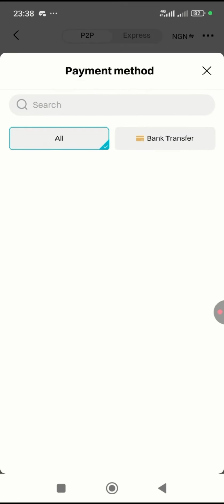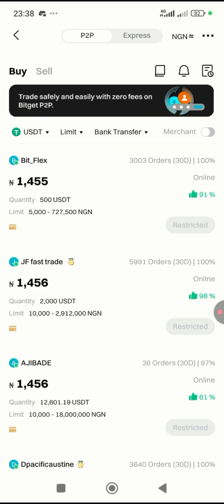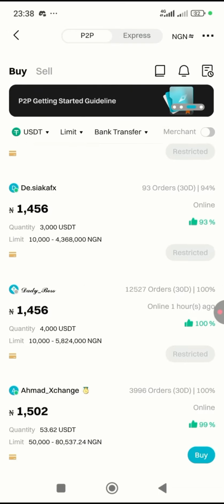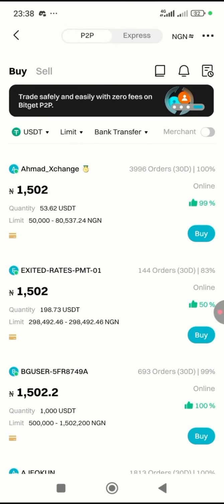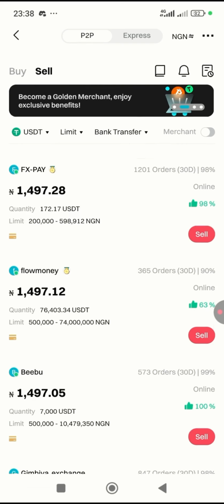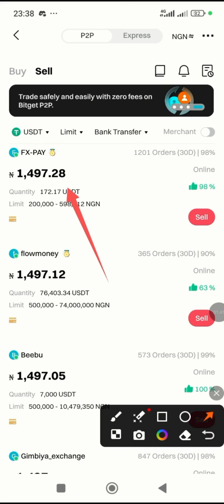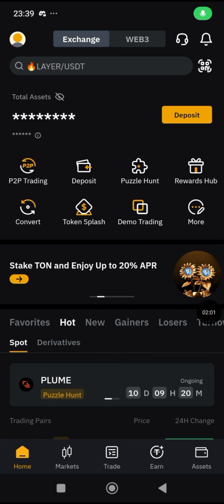So let me quickly do some things that you need to do. Now on our buy section, you can see that those people that created orders here are restricted. So let's go to someone that can buy. Currently $1 is around 1,502, and if you were to sell now, what you can sell for is around 1,497. You can see if you buy and want to sell, we'll be making a lot of loss. So that is why when we buy on Bitget exchange here, we'll be selling on my Bybit account.